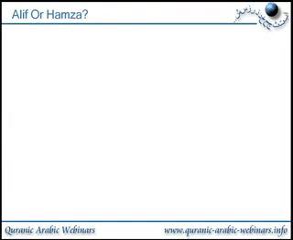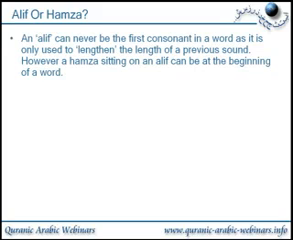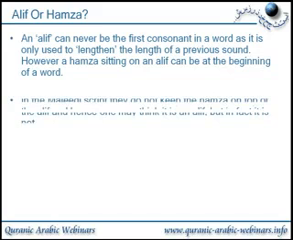Alif or hamza. So we're going to cover an area where people get confused between what is alif and what is hamza. An alif can never be the first consonant in a word, because remember alif is actually a long vowel and is always a long vowel. It never is a consonant, as it is only used to lengthen the sound of a previous sound, i.e. the fatha. However, a hamza sitting on an alif can be at the beginning of a word.